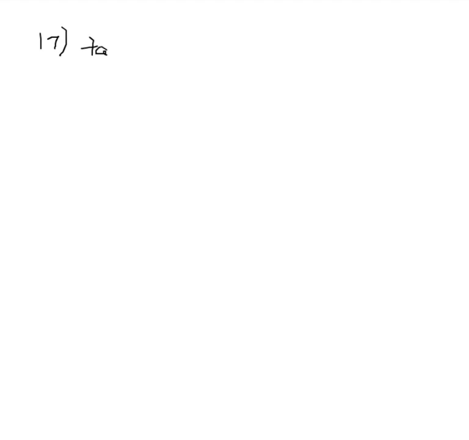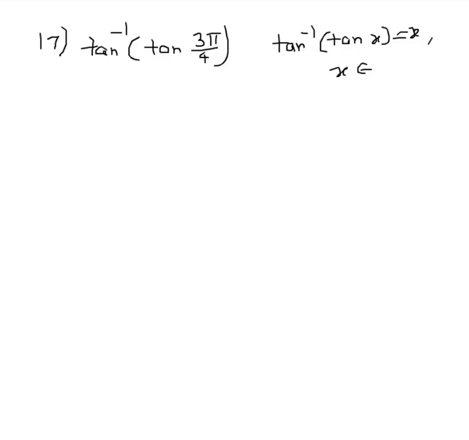Question 17. Tan of tan 3 pi by 4. Question is tan inverse of tan 3 pi by 4. Tan inverse and tan could be cancelled only when x is in the principal value branch. Principal value branch for tan inverse is open interval minus pi by 2 to plus pi by 2. So 3 pi by 4 is the second quadrant angle. It doesn't fall under the principal value branch. So we will simplify. Since it is the second quadrant angle, I can write it as pi minus pi by 4.